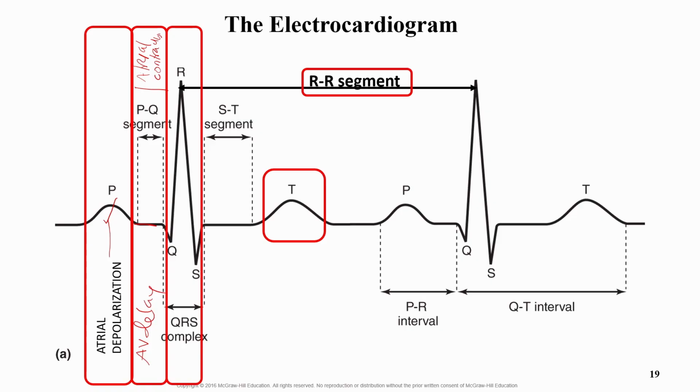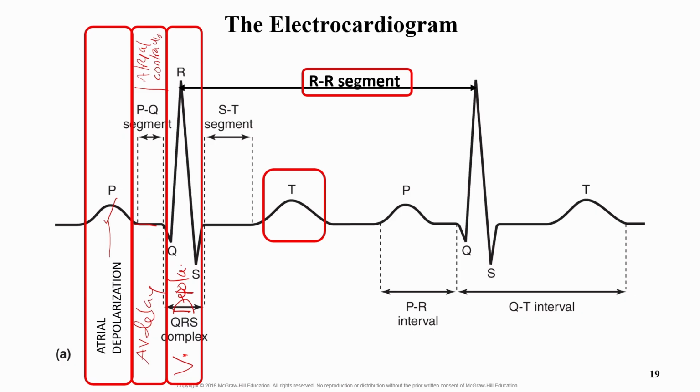So the QRS complex is ventricular depolarization. That's the electrical activity. Again, here your atrium is probably still contracting, but you can't see that at all. Mechanically, the ventricles have not begun to contract yet. They're full of blood, but they have not begun to contract.